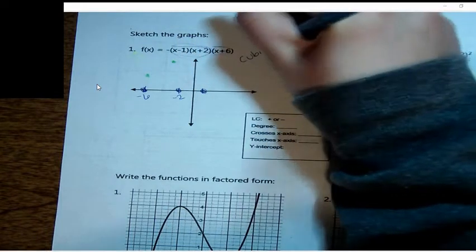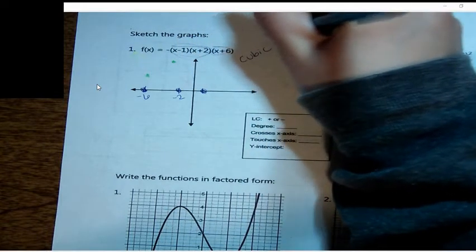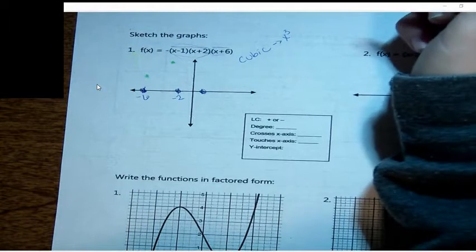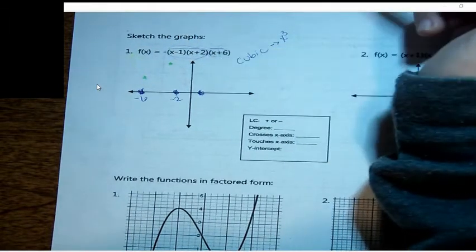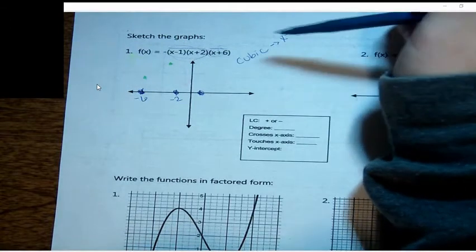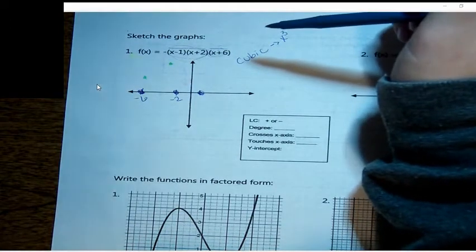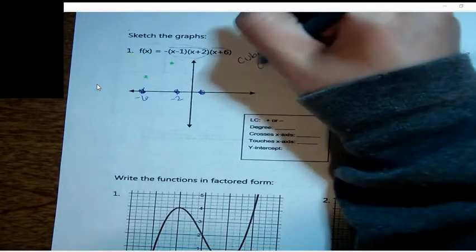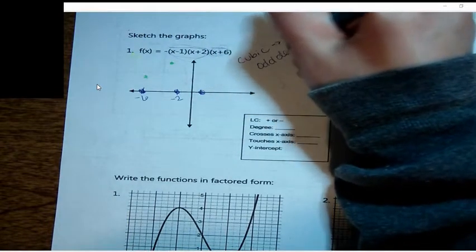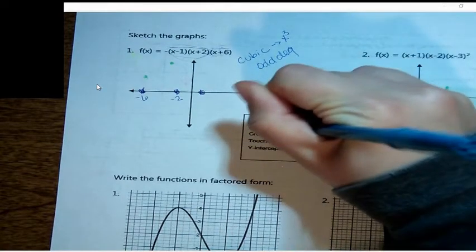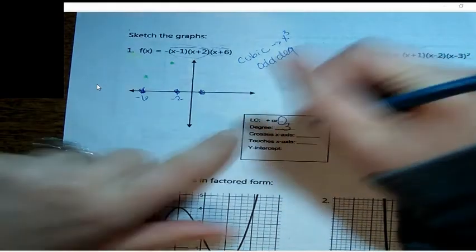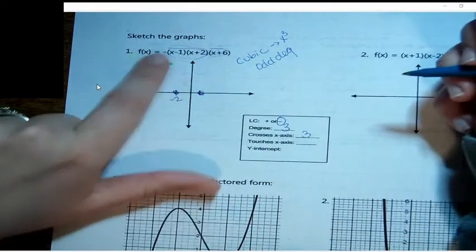Okay, or an x to the 3rd power. And that's just because we have 3 terms. If I had 4 terms there, it would be a quartic, x to the 4th power. So because this is cubic, which has an odd degree, oh, look, there's a little table here. We have a negative leading coefficient. Our degree is 3. It's going to cross the x-axis 3 times because we had 3 different roots.